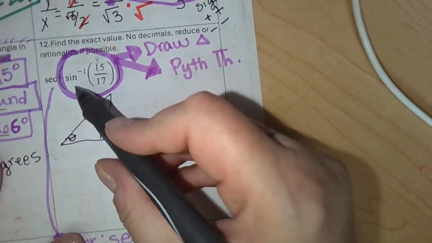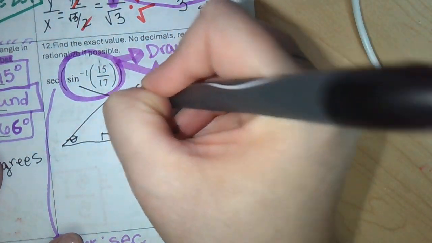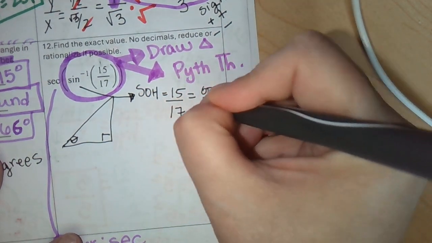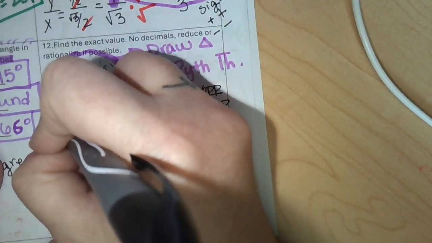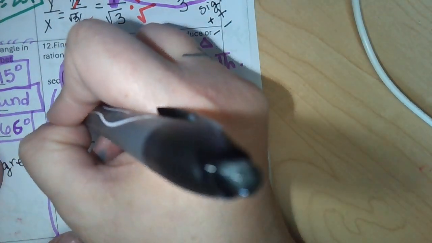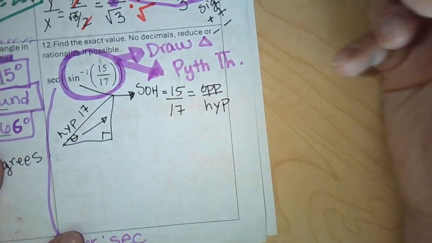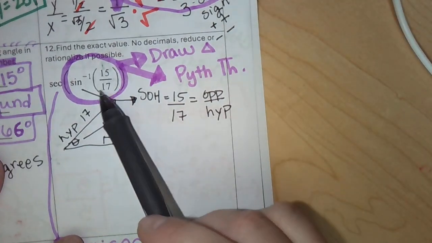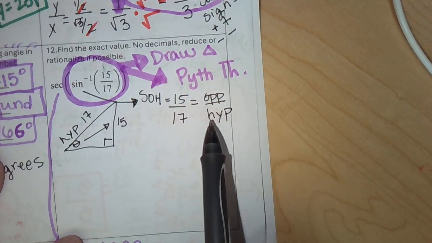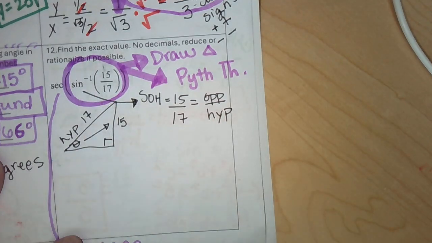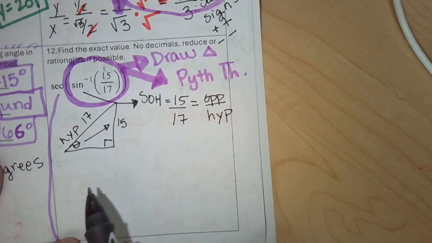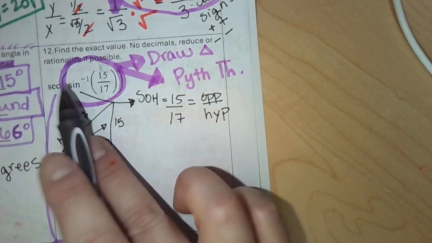Okay, now let's see. Sine means opposite over hypotenuse. And that 15 over 17 is now our opposite over our hypotenuse. So our hypotenuse is 17. The opposite of this angle is 15. So we've taken care of this sine by labeling opposite over hypotenuse. The inverse means that this 15 over 17 is not the angle, it's the sides.